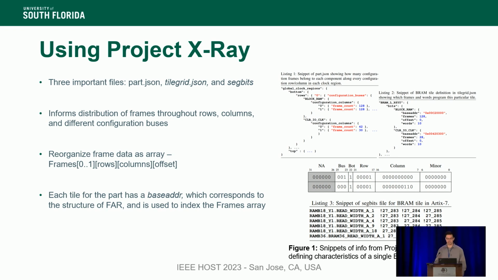And then in the tilegrid.json file, which is the file on the right-hand side, for every cell in a particular FPGA part, that tells us the base address, so essentially where its frames are located in that multi-dimensional array, and then it tells us how many words from that slice of the configuration data go to that particular component. And then finally, the segbits file tells us which particular bits in those words have to be set or unset to enable or disable a certain configuration element. So this example here of the segbits file shows which bits need to be configured in a particular manner to set the read width for a given block RAM.